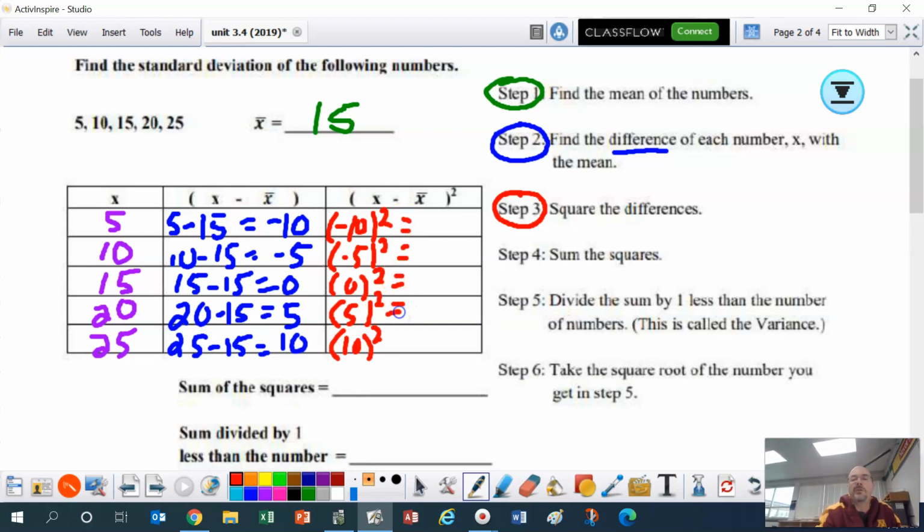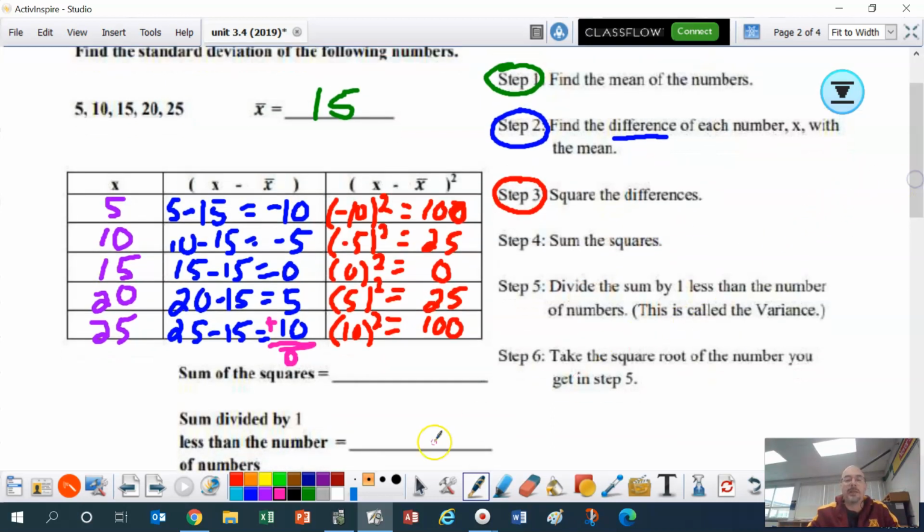But we all know that when we square a number, it's going to be positive, right? So 10 squared is 100. 5 squared is 25. 0 squared is 0. 5 squared is 25, and 10 squared is 100. We need to square them because if we just added those differences, we'd end up with a 0, and that doesn't do us any good. That doesn't tell us anything because we'd get 0 every single time. So we're squaring the differences.